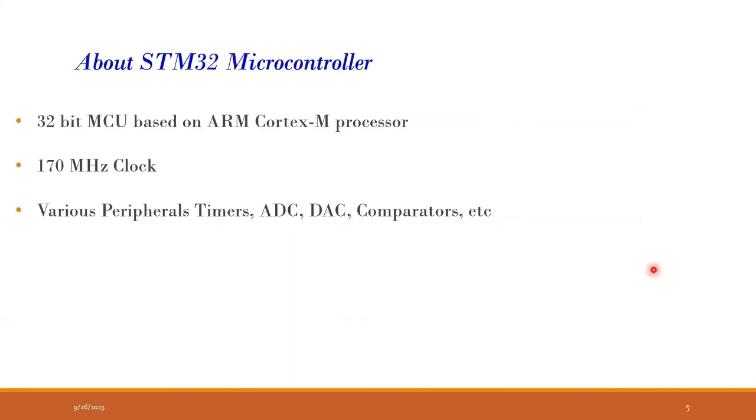So I'll proceed. First, about the STM32 microcontroller. It is a 32-bit microcontroller based on the ARM processor. The microcontroller which we are using has a clock that can reach as high as 170 megahertz. And the various peripherals are there: timers, ADCs, DACs, comparators, etc.